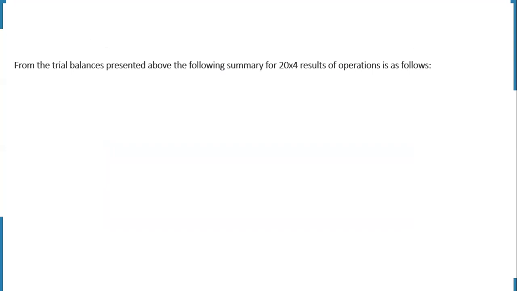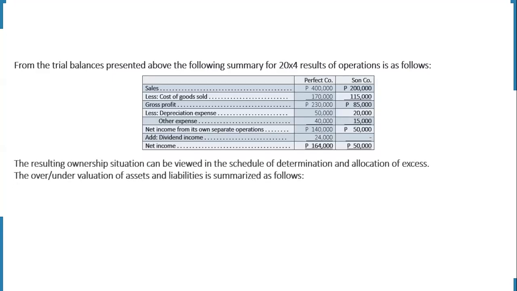Now, from the trial balances presented above, the following summary for 20x5 results of operations. So we have now sales of Perfect and Sun, cost of goods sold, gross profit, depreciation, other expense, net income from its own separate operations, and we are now adding dividend income for a net income of 164,000 from the operations of Perfect, and only 50,000 from the operations of Sun.